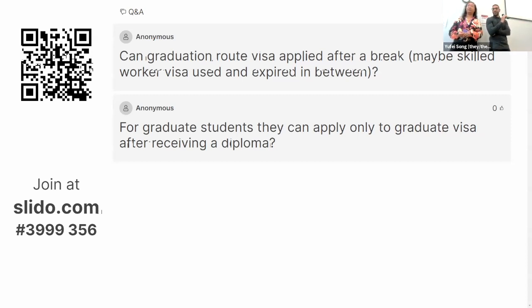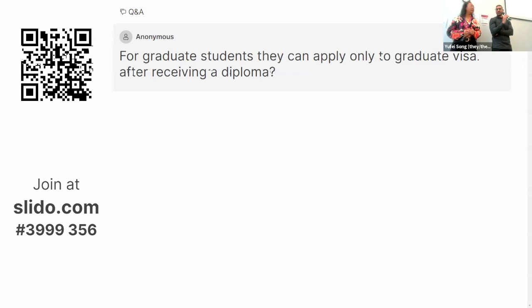So congratulations on your visa being applied. For the graduate visa, it has to be straight after your student visa, so you can't have any breaks in between, or be on a skilled worker visa and then go back to a graduate visa. If you switch back to a student visa, then there could be a possibility. So graduate students are going to apply only for the graduate visa.